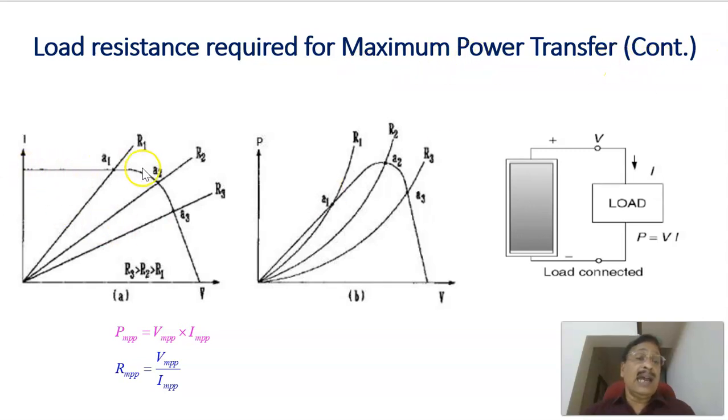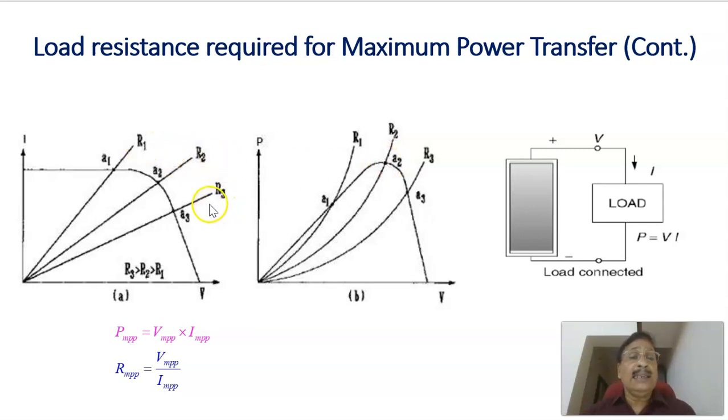Now let us see the load resistance required for the maximum power transfer. As we have seen, this is the IV characteristics of the solar panel. If the load resistance equals, say, R1, it will operate at this point. This point of intersection is the operating point, represented by the point B1. Corresponding to that, the power is this much, so it can deliver a power output of this much only. Now, if you increase the resistance to another value R2, passing through the knee of the IV curve, then it can extract the power at this point B2, which corresponds to the maximum power.